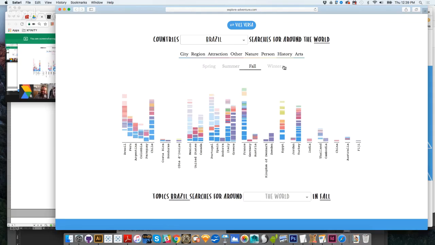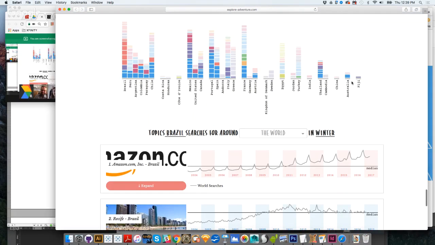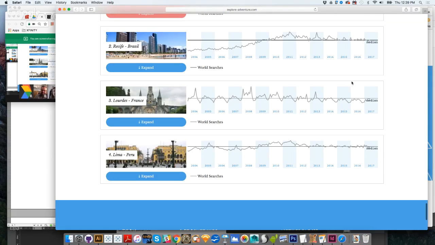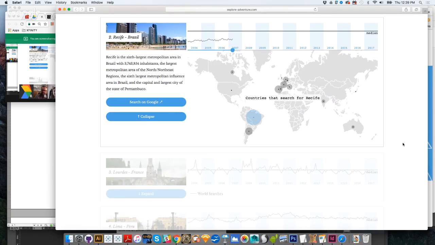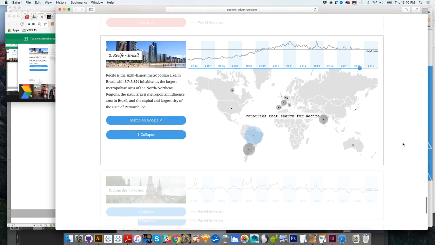Right. And then down here we have the details of the data. So we have the searches year by year of Recife, for example, in Brazil, and you can expand that and get a detailed view. So both projects are very rich, but this one in particular lets you go really deeply into the data if you want to, by layering the information in a quite effective manner.